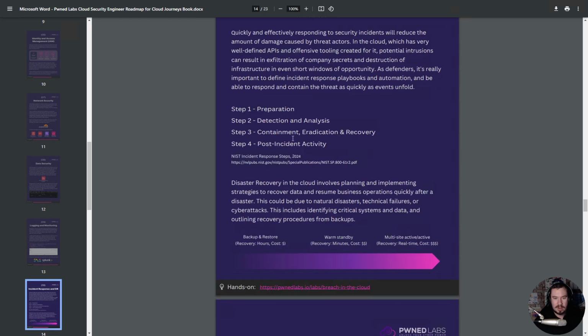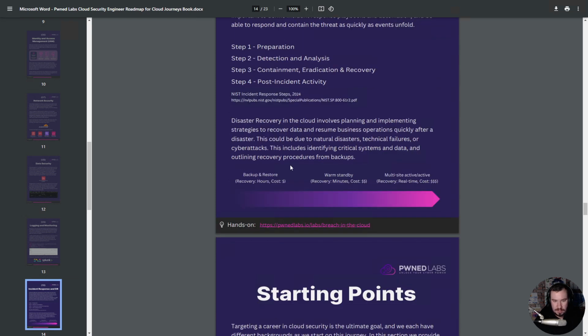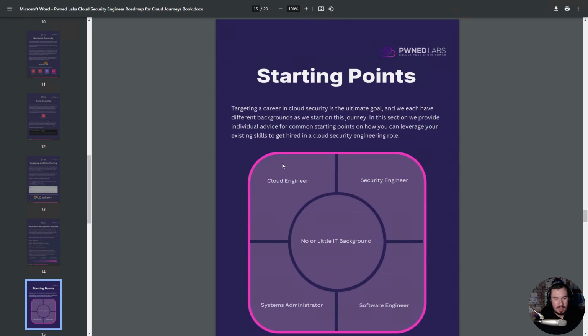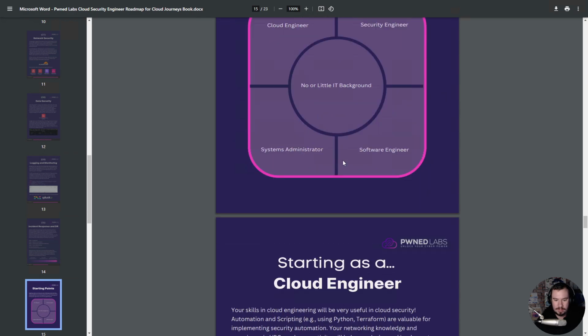So some standard incident response steps here from NIST, but applying it to the cloud. So starting points, we're almost through this guide. I would encourage you to slow down on your own, but want to give you a high level overview. Targeting a career in cloud security is the ultimate goal, and we each have different backgrounds as we start on this journey. In this section, we provide individual advice for common starting points on how you can leverage your existing skills to get hired in a cloud security engineering role.